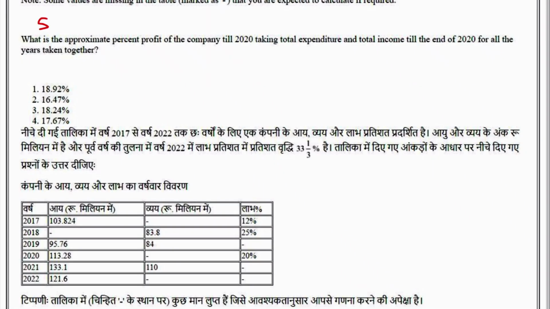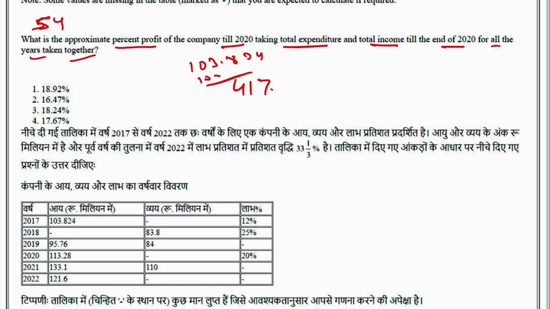Question number 54 says, what is the approximate percentage profit of the company till 2020, taking total expenditure and total income till the end of 2020 for all years taken together? So you have to take the first 4 years and add 103.284, 104 and all that, so you will get 417.614, and in the same way expenditure 354.9, and after that you will get the percentage profit, that is 17.67. 4 is the answer.